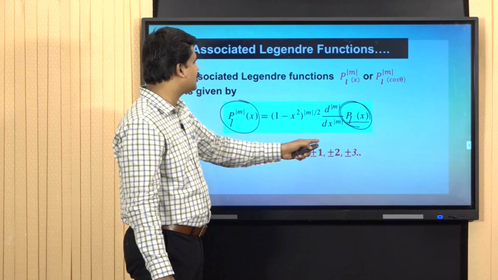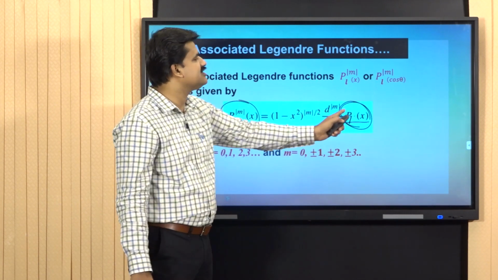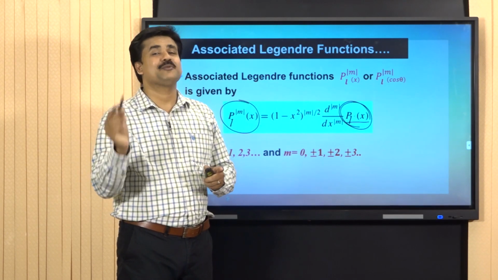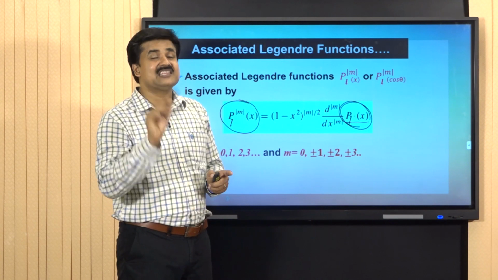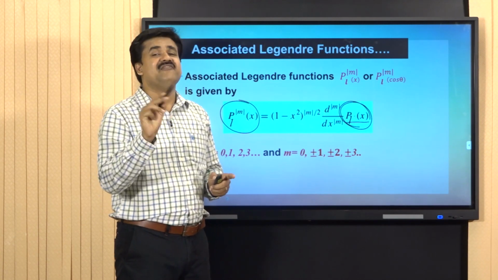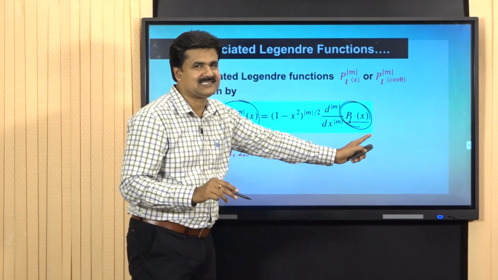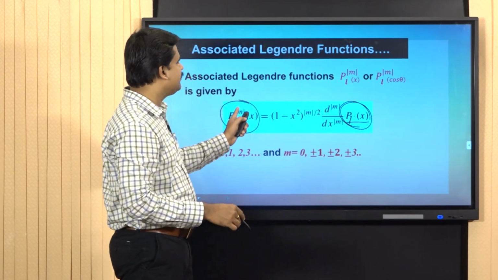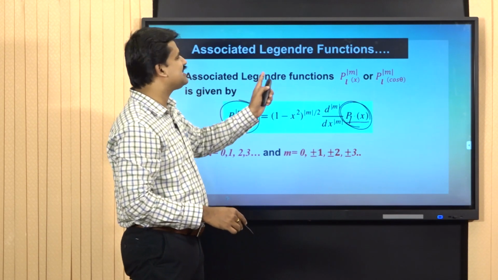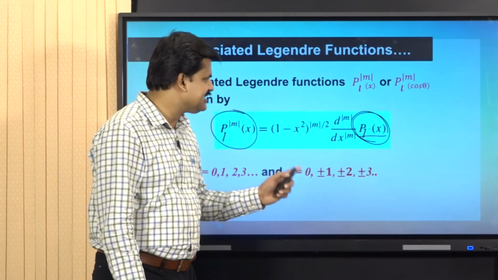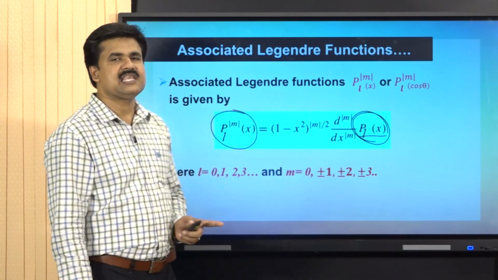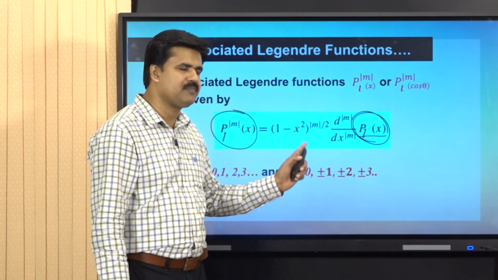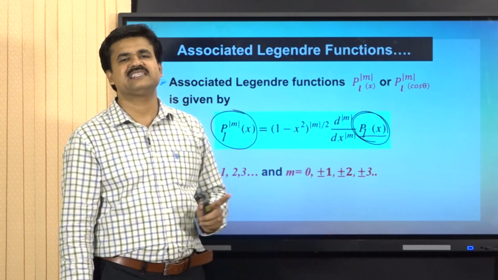If I put m equal to 0, PLm(x) changes to PL(x). That is, the associated Legendre function merges to the Legendre polynomial when m is equal to 0. Thus, the solution of the Legendre equation when m is equal to 0 is simply PL(x). If m is not equal to 0, this term will work, and we get PLm(x), that is, the associated Legendre functions. In this expression, L is equal to 0, 1, 2, 3, etc., and m is equal to 0, plus or minus 1, plus or minus 2, plus or minus 3, etc.